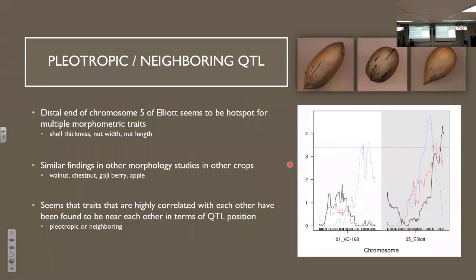So as you might have noticed, a distal end of chromosome 5 seems to be a real hotspot for a lot of these morphometric traits like shell thickness, nut width, and nut length, which ties into volume. And when looking through the literature, this seemed to be the case for other morphology studies in nut and fruit species as well, such as walnut, chestnut, and apple, where they're finding highly correlated traits having a lot of similar QTL positions, whether they're a neighboring QTL or pleiotropic QTL, which we've seen examples of both perhaps in this data set.